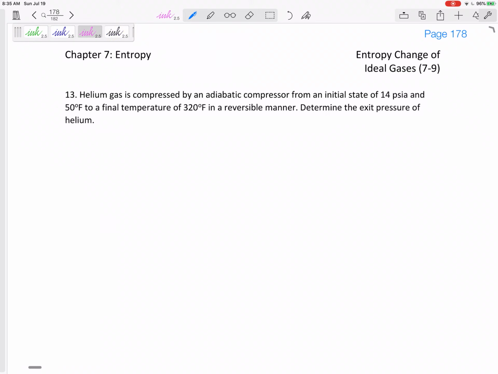All right, let's look at this one. Helium gas is compressed by an adiabatic compressor from initial state P1 of 14 psia, T1 of 50 degrees Fahrenheit, to a T2 of 320 Fahrenheit in a reversible manner. Determine the exit pressure P2. Did you see that it was adiabatic and reversible? It is isentropic.